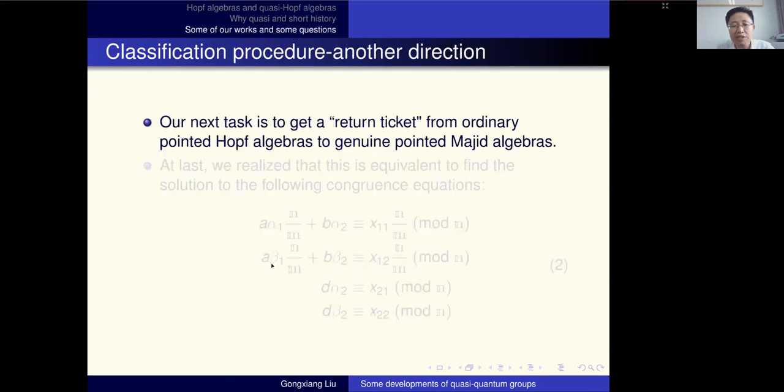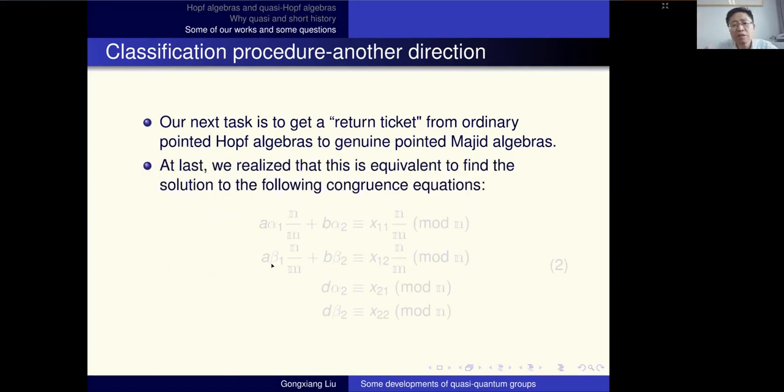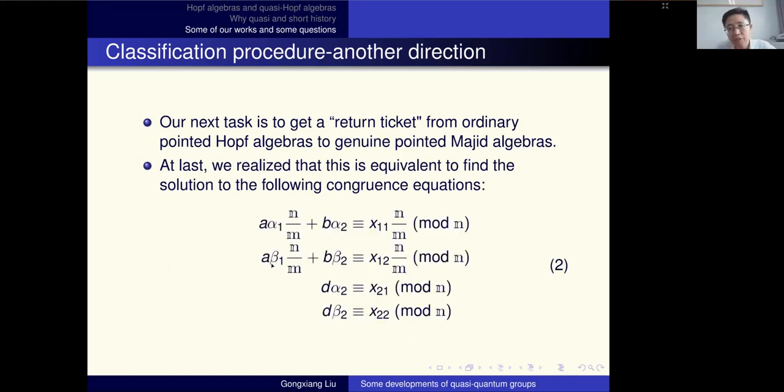So at last we find such a Hopf algebra just only needs to satisfy a linear congruence equation. That's enough. Since this congruence equation is linear, it is possible for us to resolve it. You can find in this equation n, m, alpha 1, alpha 2, beta 1, beta 2 are known. All of them are known. Unknown elements are a, b, and d. So for a, b, d, only 3 unknowns, but we have 4 equations. So it means sometimes we have no solutions. But if we have a solution, it is unique. This is true. If we have a solution, it has at most one solution.